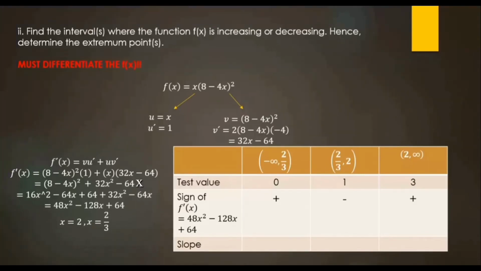And 3 as the test value for the interval 2 to infinity. Next, we substitute the test values into the equation of f prime x. For 0, we will get a positive sign. For 1, we will get a negative sign. And for 3, we get a positive sign.